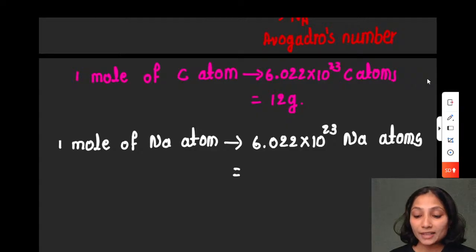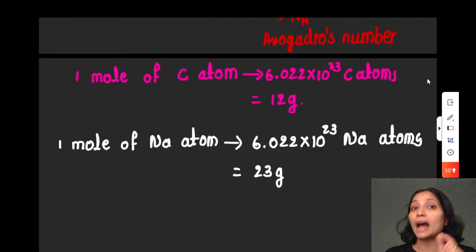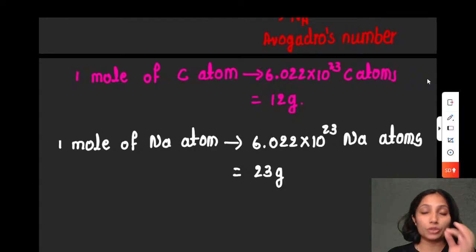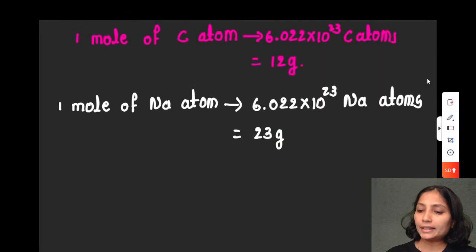How many do they contain? 6.022 into 10 power 23 sodium atoms will be there. And what is the mass of 1 mole of sodium atom? That is 23 gram. Is it clear? One sodium atom weighs 23 U or 23 AMU, whereas 1 mole of sodium atom weighs how much? 23 gram. 6.022 into 10 power 23 atoms of sodium weigh how much? 23 gram. Okay. Now, take another one.